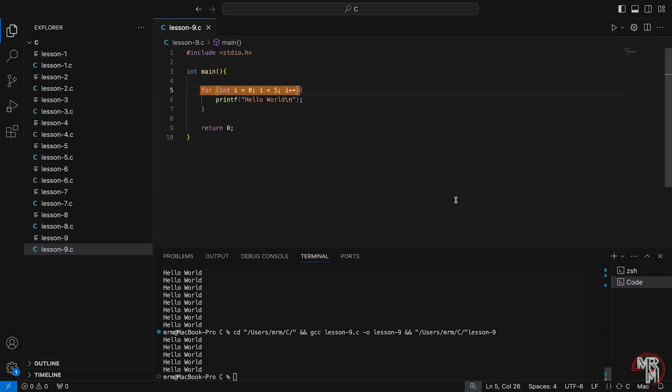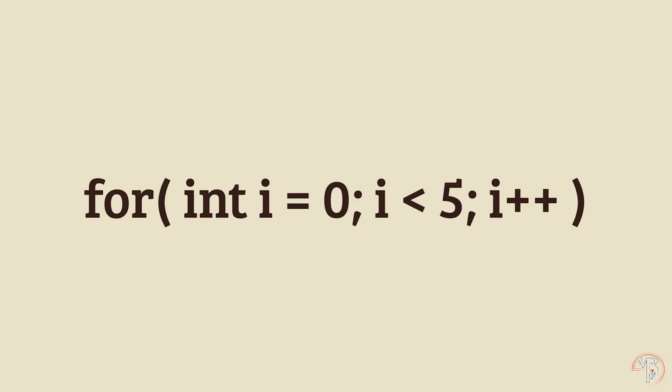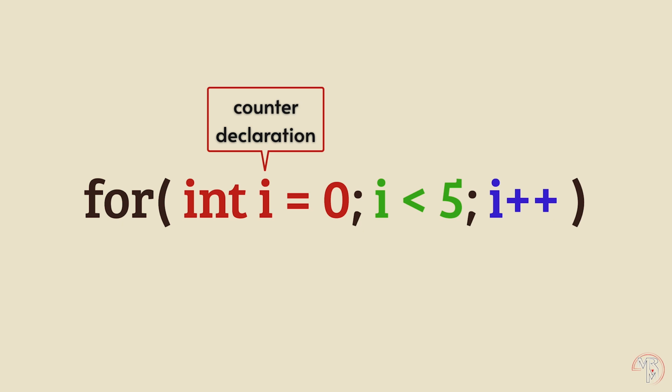Alright, so let's look at the for loop header. As was mentioned before, a for loop header consists of 3 parts. The first part looks like a variable declaration, which essentially it is. This variable is called counter, and its job is, well, to count how many times the loop has been executed. Here we assign the counter 0, meaning counting will start from 0.